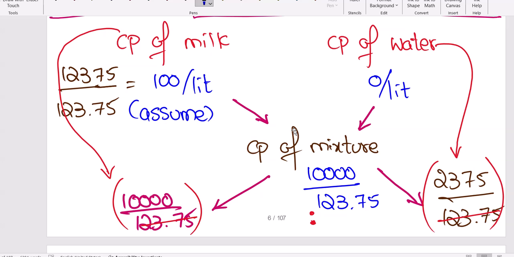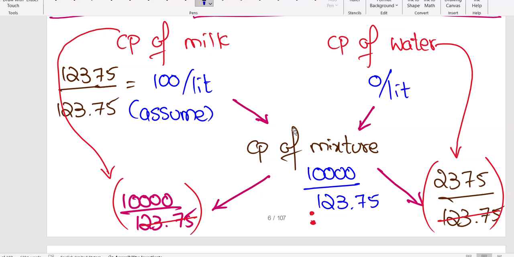In mixtures and alligation, that's a very important thing. All three must be the same parameter. All three must be in cost price. If the first two are per liter, this one also must be per liter. If the first two are per gram, this one per kg is not allowed. All three must be in the same units, same format.